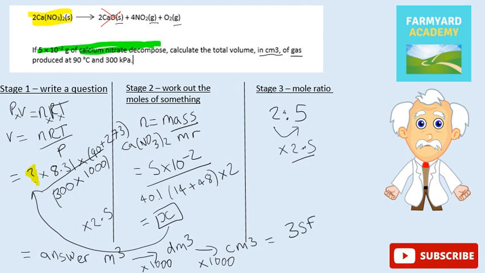Okay, so that's it. Hopefully that's helped you. And like I say, if you keep it to those 3 strategies, stage 1, write the question. Stage 2, work out the moles of something. Stage 3, do your mole ratio. You won't have any problems.